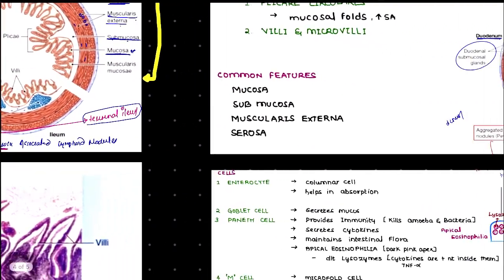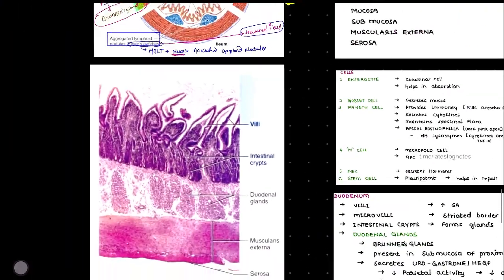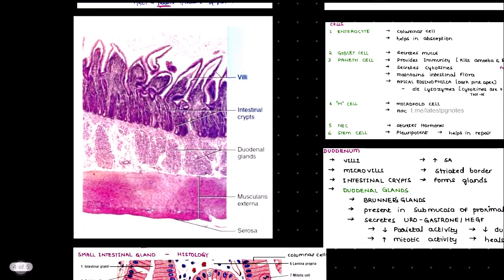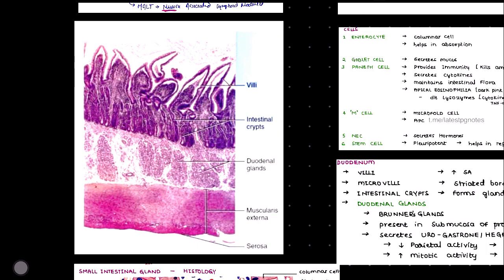Now let us move forward. We have this diagram, which is the histology of the duodenum. In this diagram, we need to look at the villi. What are these villi? These villi are mucosal folds, designed to increase surface area. These are striated borders, which are striated to form microvilli.